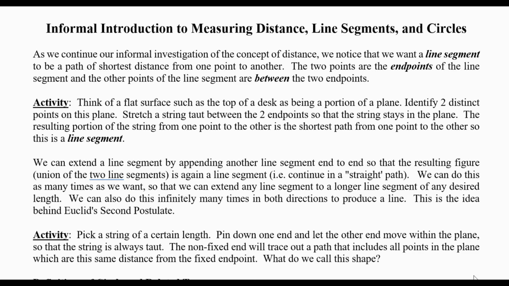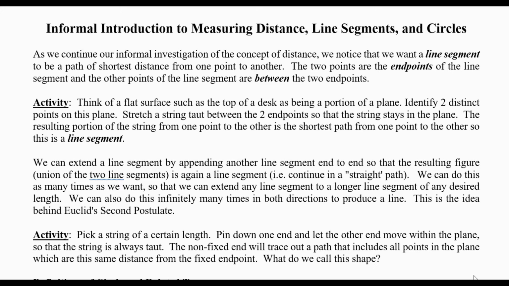So next we want to talk about measuring distance, line segments, and circles a little bit. As we continue our informal investigation of the concept of distance, we notice that we want a line segment to be a path of shortest distance from one point to another. The 2 points are the endpoints of the line segment, and the other points of the line segment are between the 2 endpoints. So here's a little activity you can try out.